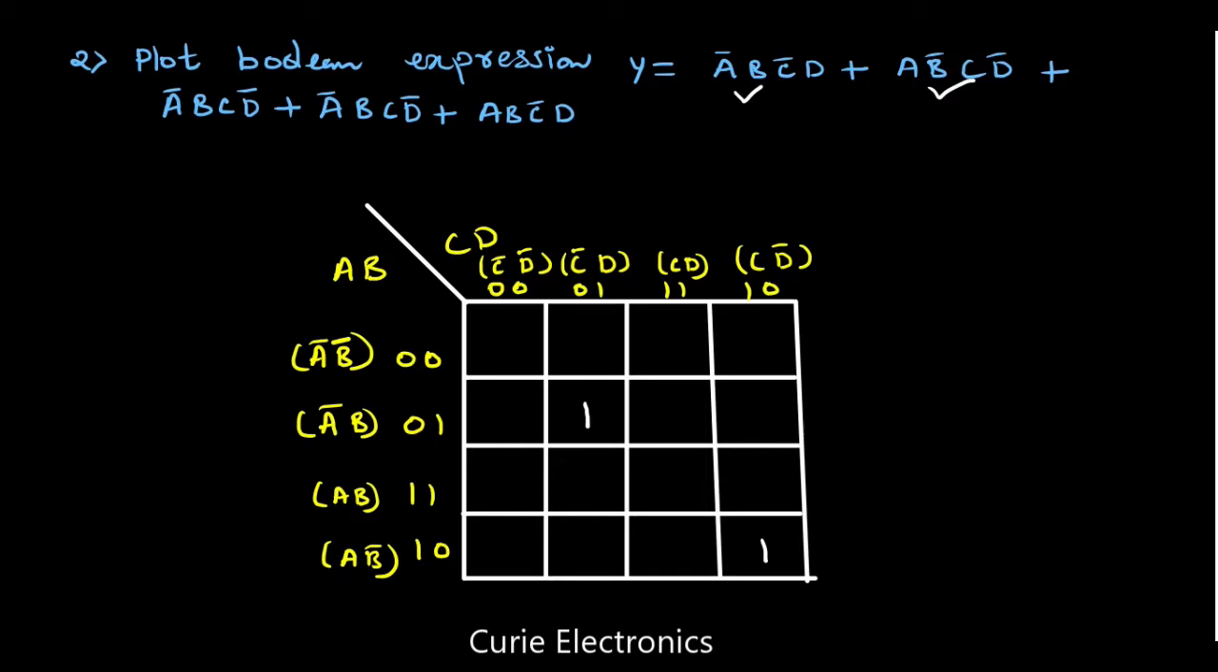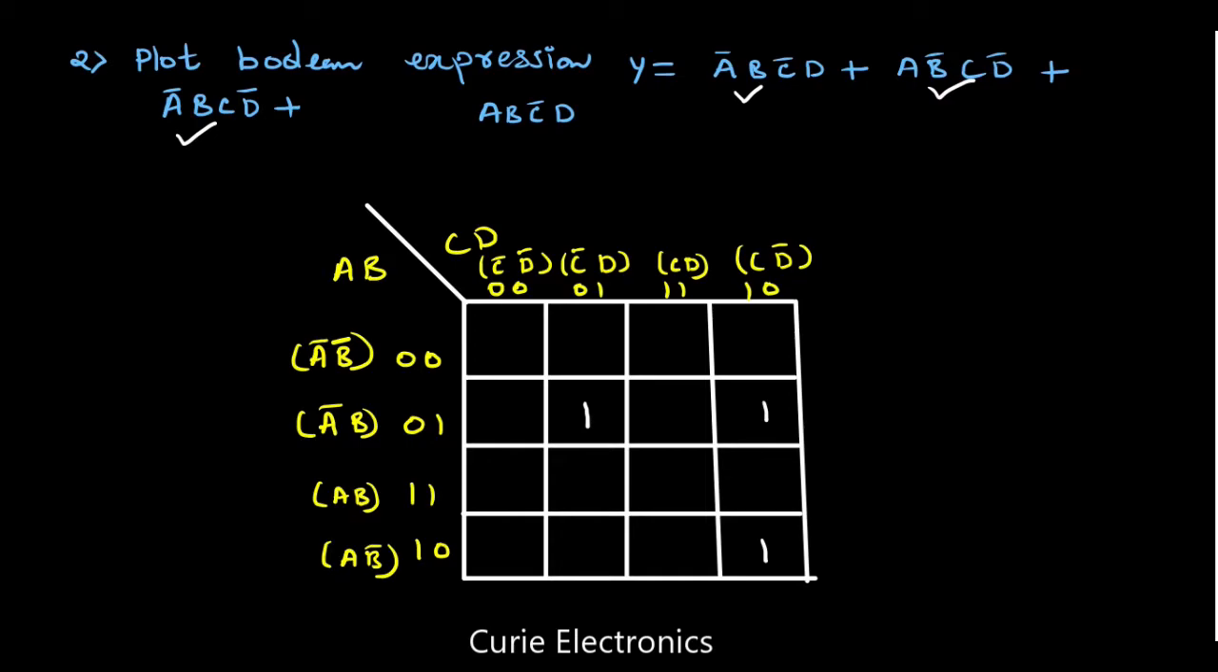Next one, A bar B C D bar. Second row, A bar B, last column, C D bar. So this also we have marked. Next one is A bar B, second row, C D bar. Oh, I have mentioned it 2 times. So this is the same, so it's not required.